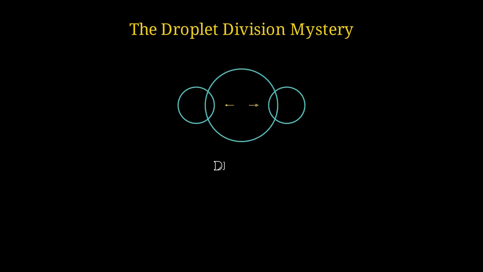Welcome to an exploration of one of the most fascinating puzzles in the origin of life, the droplet division mystery. When certain liquid droplets experience stress or chemical reactions, they spontaneously divide into smaller droplets, mimicking biological reproduction.